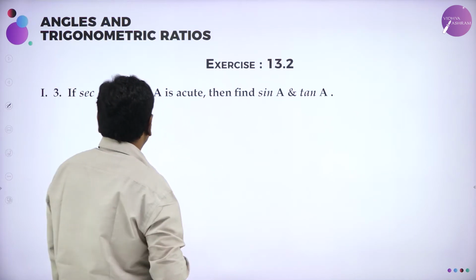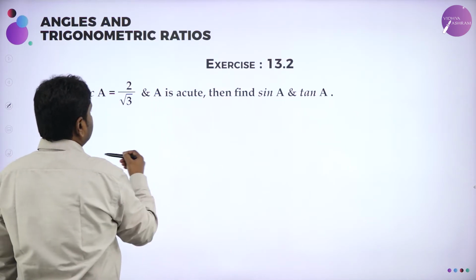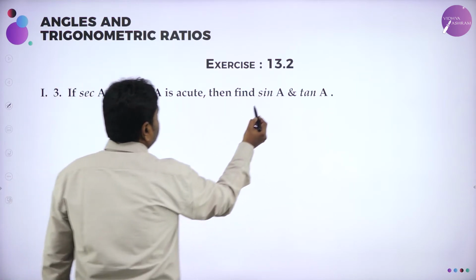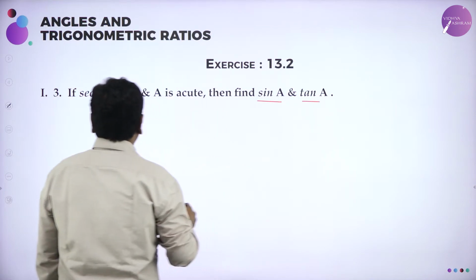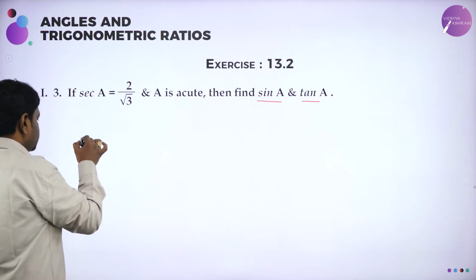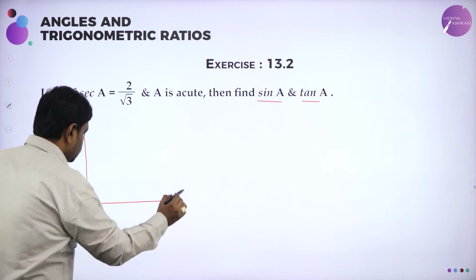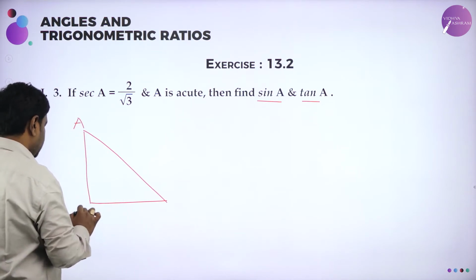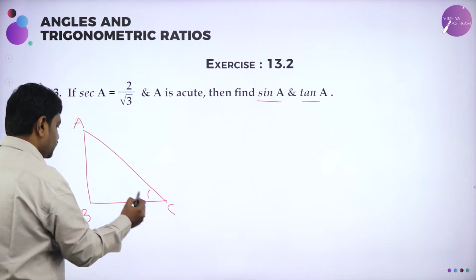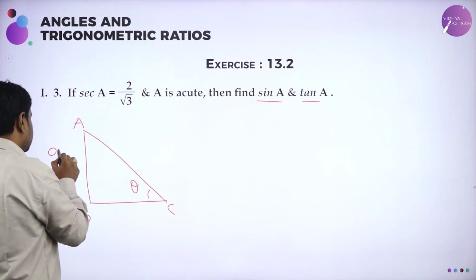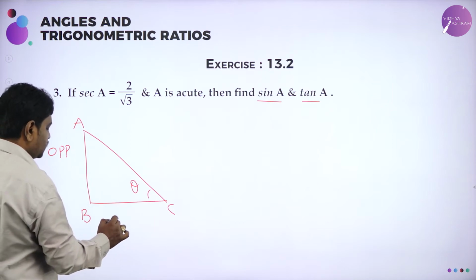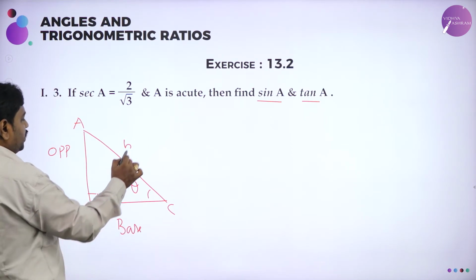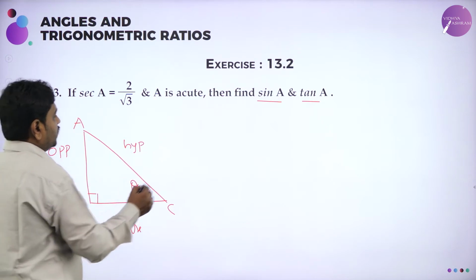Now secant is 2 by root 3. A is acute. Then find sin A and tan A. They want you to find sin A and tan A. And again, let me construct a triangle. Say ABC is the triangle where AC is the hypotenuse and theta is the angle here. You know this side we call the opposite side, and this side we call the base, and opposite to 90 degrees is what? Hypotenuse.